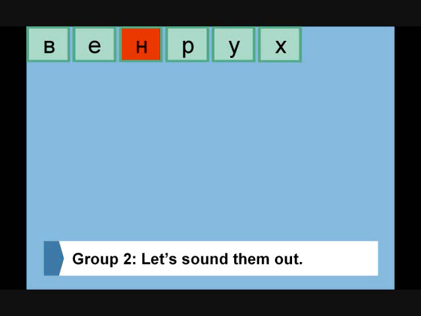The third letter in Group 2 looks like the letter H in English. This letter makes the N sound in Kabardian. This sound can be found in the middle of the word for house, winna. Listen and repeat. N, winna.